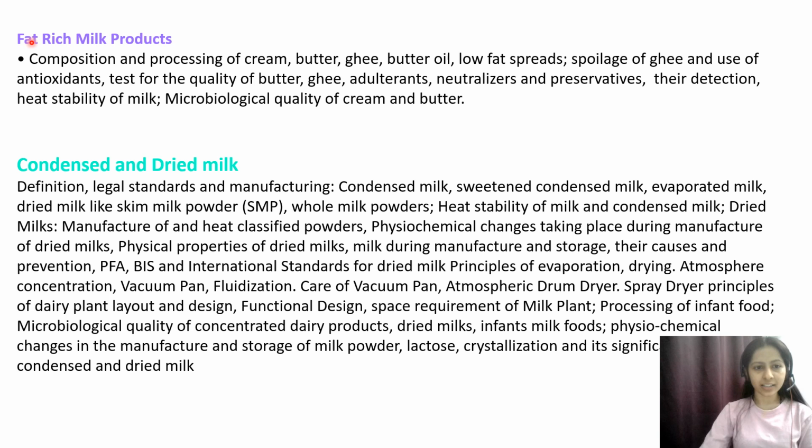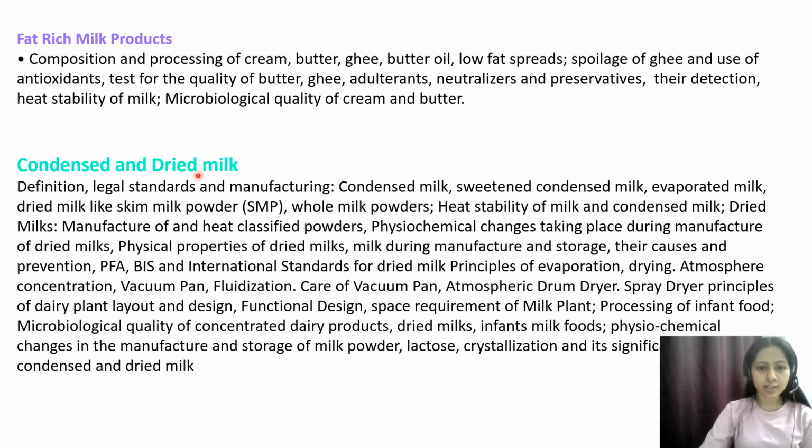Under the part that is fat-rich milk products, you have to go through the composition and processing of milk, butter, ghee, butter oil, the spoilages of butter or ghee, use of antioxidants, tests of quality of butter and ghee, adulterations, neutralizers and preservatives, their detection, heat stability and microbiological quality of cream and butter.